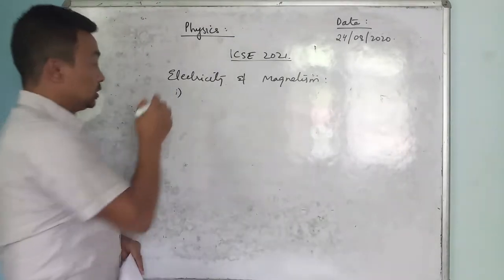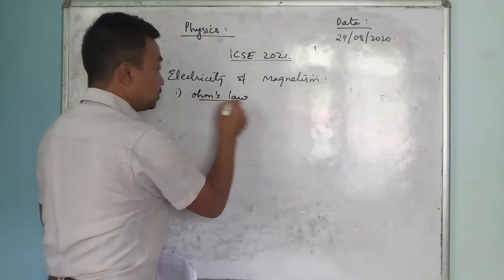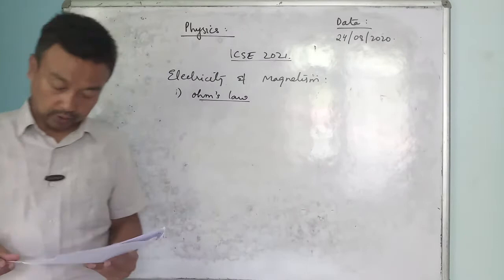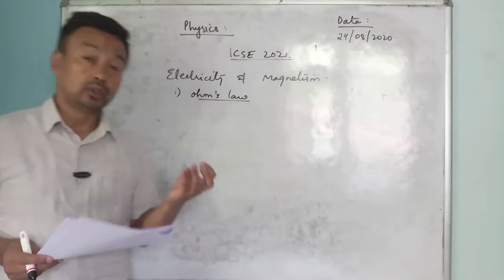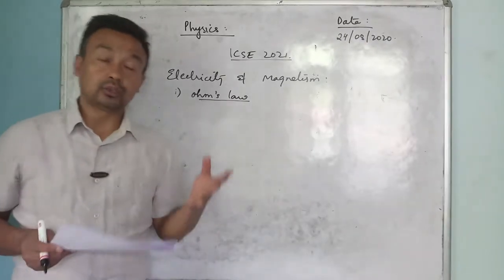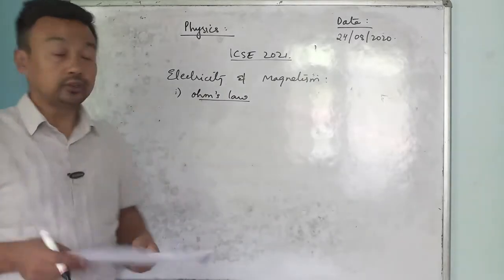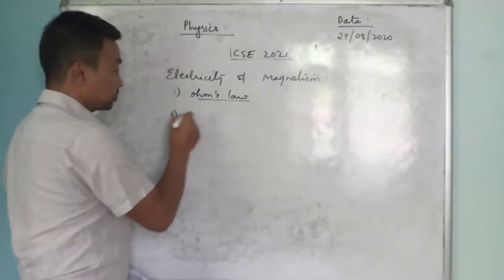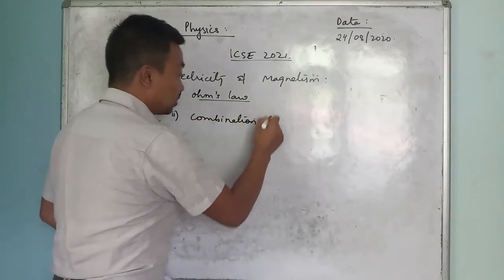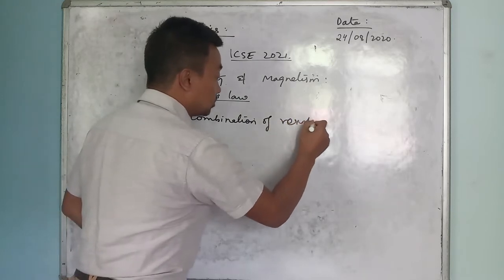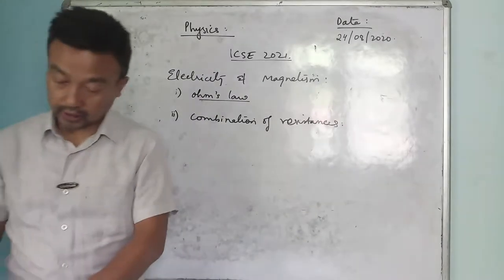Number 1, the most important topic that we are going to study is Ohm's law. This Ohm's law was discussed in class 9 as well. In Ohm's law, you have to understand the concept of current, charge, resistance, okay, potential difference. You also have the combination of resistances in series. This is also a very important topic. We have two types of combination of resistances. We will come to that later on.